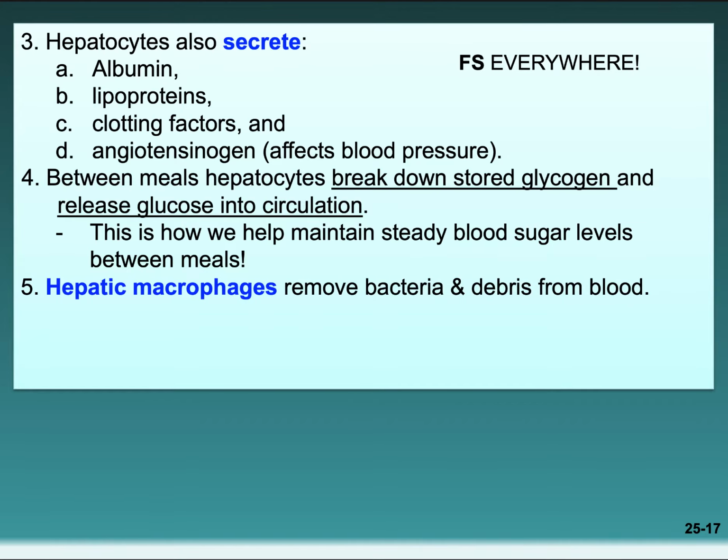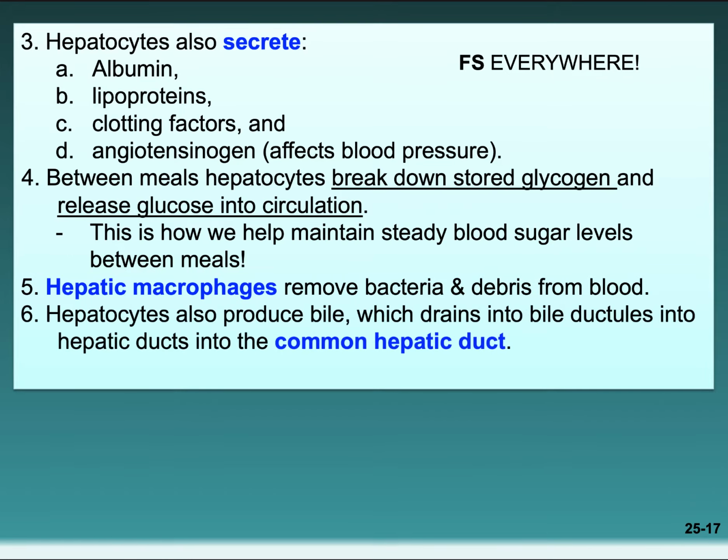There are also macrophages within the liver, and these are removing bacteria and, the book says, debris, but you should know debris could be any parts of cells that have broken down. So removing damaged cells, generally cleaning up. Sometimes we think about that as a function of macrophages. And of course, hepatocytes produce bile, which we said is a really important fluid that helps to break down fats in our digestive tract. And that bile drains first into these little ductules, which were highlighted in some of the other figures, and then finally into the common hepatic duct, and then into the common bile duct. So I'm going to talk about bile and the gallbladder next.